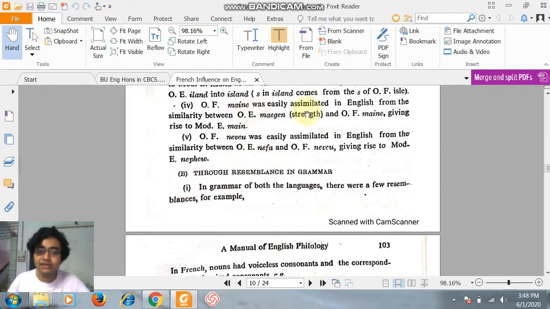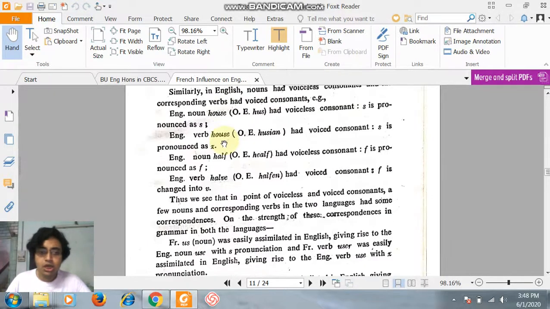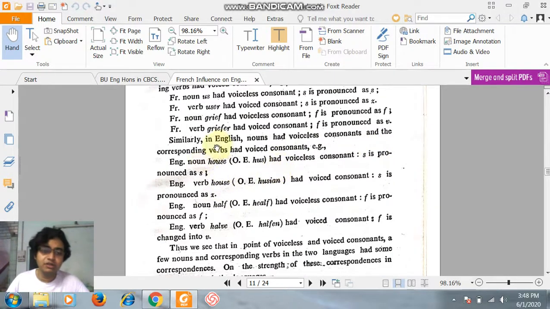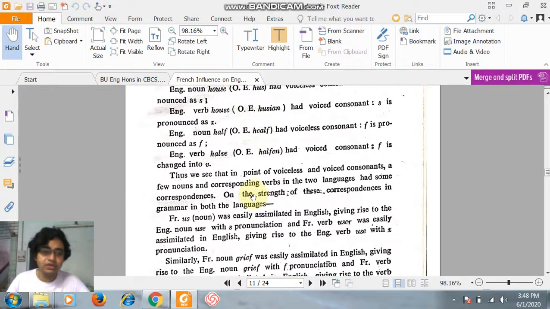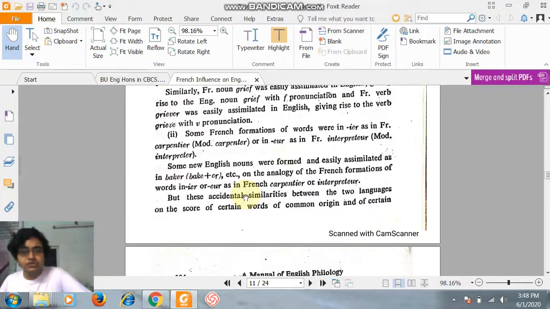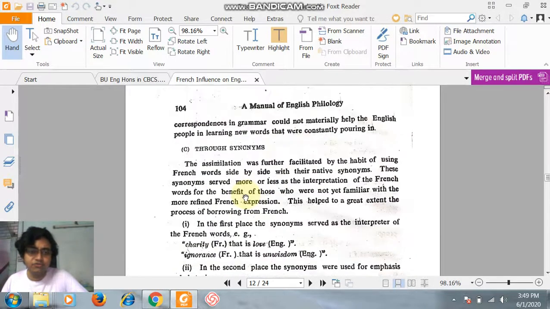Old French main was easily assimilated into English from the similarity between the Old English maiden, that is strength, and Old French main. Similarly, we can say that in English, nouns had voiceless consonants and the corresponding verbs had voiced consonants. For example, the English noun house, coming from the Old English hus, had a voiceless consonant. S is pronounced as S. The English verb house, coming from the Old English husian, had a voiced consonant. So in this way we can see how the English grammar had been greatly influenced by the French grammar.